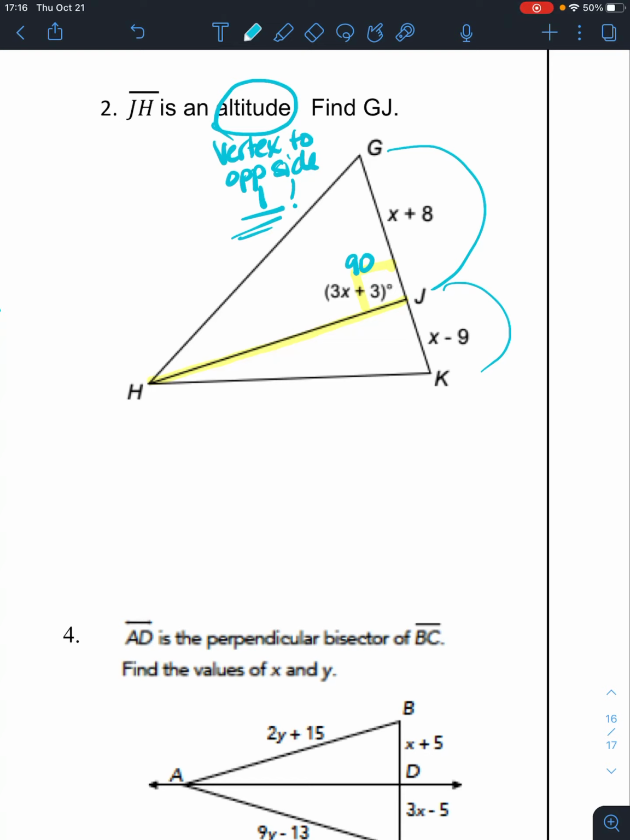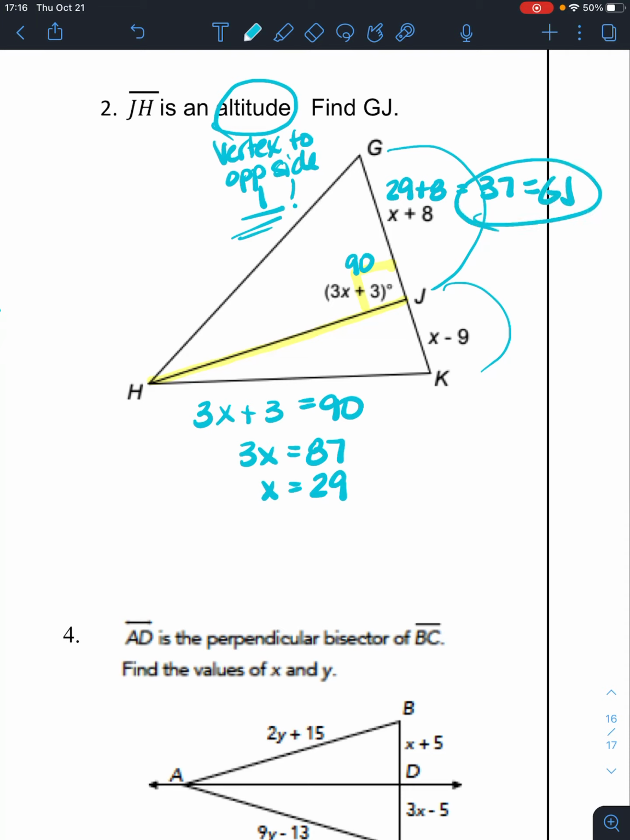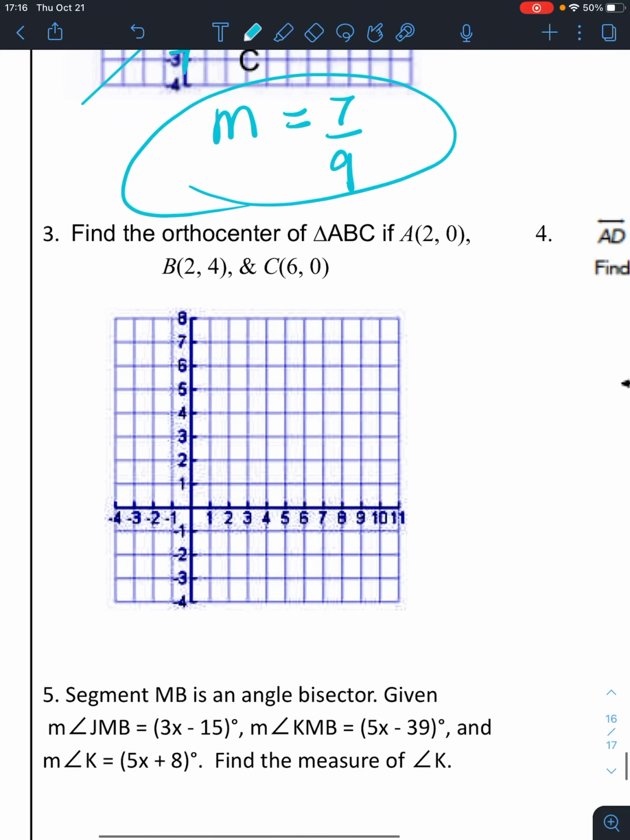So here's what I do know. Because it's an altitude, it's 90 degrees. That means that 3x plus 3 is equal to 90. So we subtract 3 from both sides, and 3x is equal to 87. 87 divided by 3 is 29, so x is 29. I asked for GJ. GJ is x plus 8, so that would be 29 plus 8, which is 37. So GJ is 37, all because the altitude was 90 degrees.